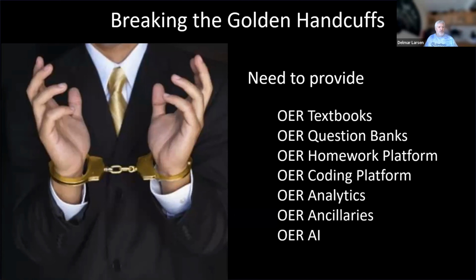So commercial publishers know how to operate. They've been doing this for a long time. We willingly put on ourselves golden handcuffs in order to be connected to them, and we want to be able to break that. That means we need to be able to have all those technologies and all those features available in order to supplant those textbooks.